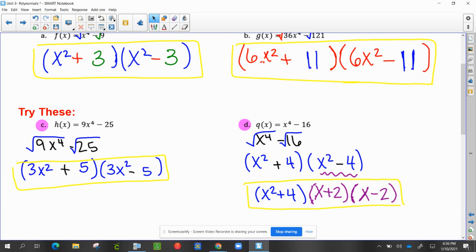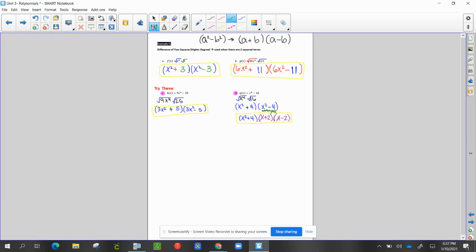Okay, here we go. So x to the fourth, we could square root that. We get x squared. So x squared plus, x squared minus. Square root of 16 is 4. So plus 4 minus 4. Just be careful because x squared minus 4 is another difference of squares. So that gets broken down again. Okay. So on these higher power ones, just be really careful. Be on the lookout for when they kind of include extra difference of squares inside the problem.